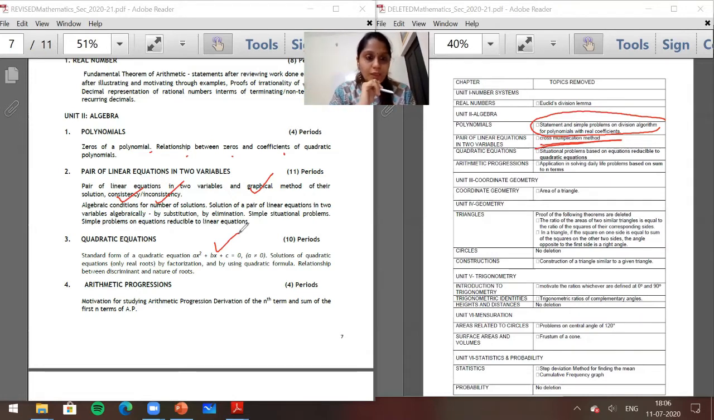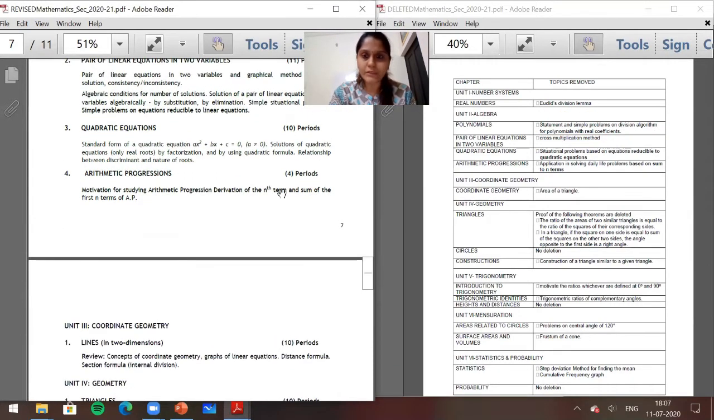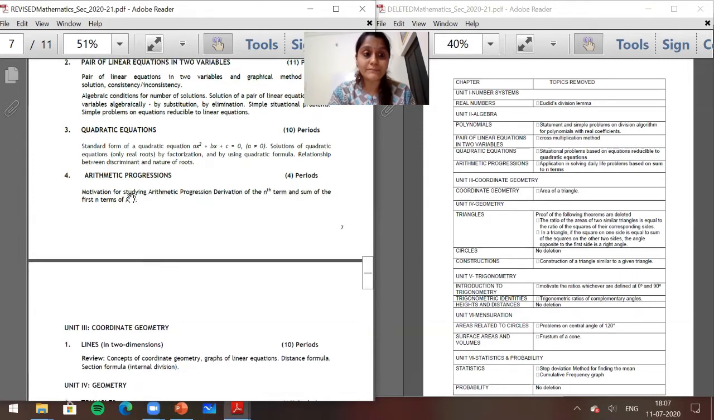Right, now as far as your 4th chapter is concerned, your quadratic equations, if you see, only 2 topics. Sorry, not quadratic, this is the fifth chapter, number 5, arithmetic progression. This chapter, arithmetic progression, is very easy now.